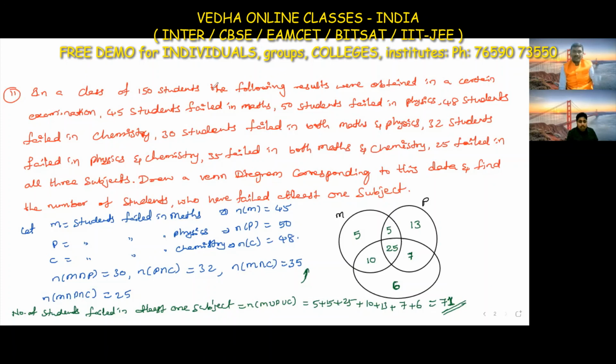We have another method also for solving this. Direct formula: n of m union p union c is equal to n of m plus n of p plus n of c minus n of m intersection p minus n of p intersection c minus n of m intersection c plus n of m intersection p intersection c. So we can use that formula also.